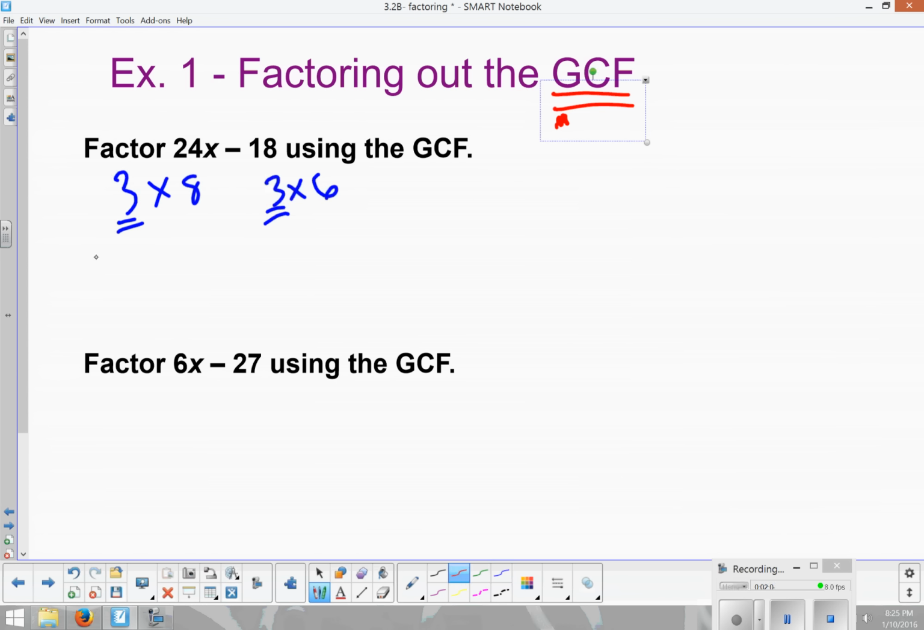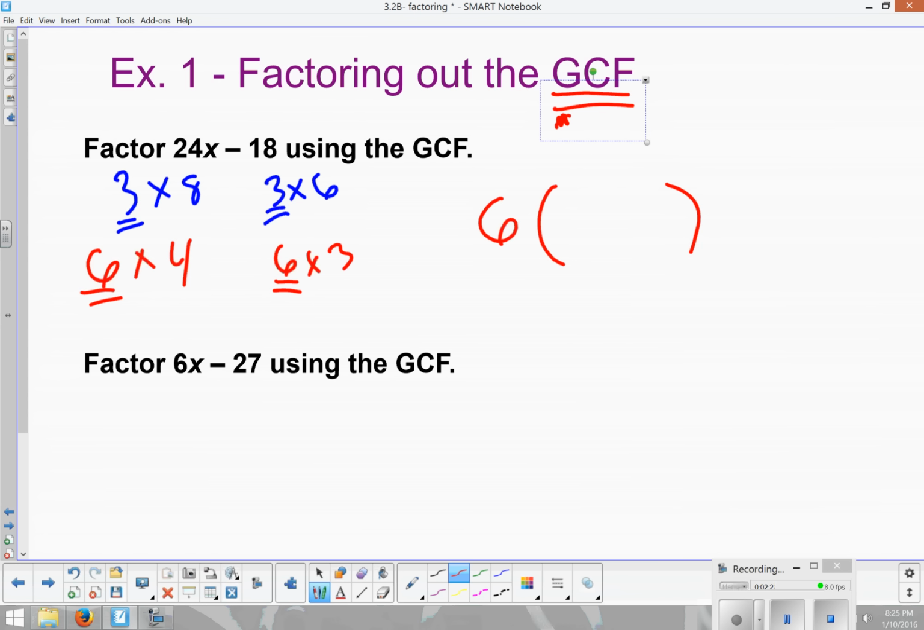If you guessed 6, you are correct. 6 times 4 is 24, and 6 times 3 is 18. Notice how the 6 is the common factor they have in common, and it is the greatest. Since that's the greatest, we're going to use that number outside to factor, to take out that term.